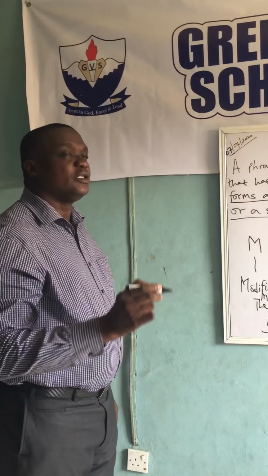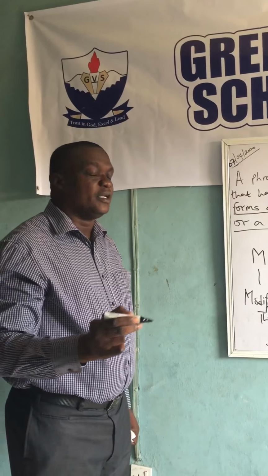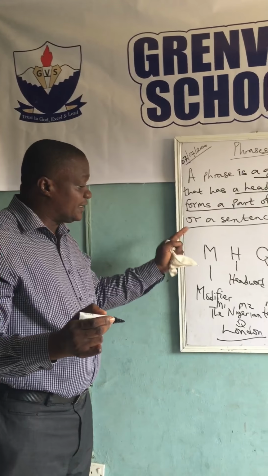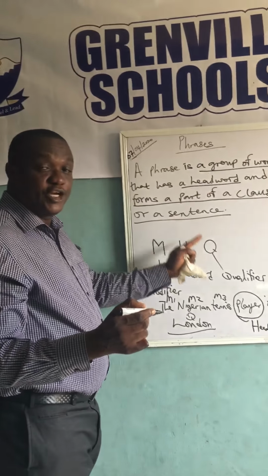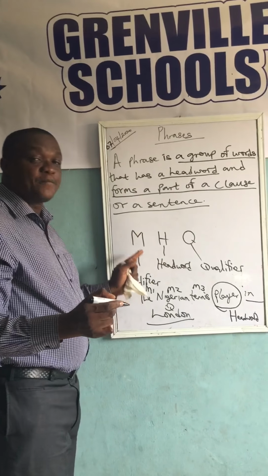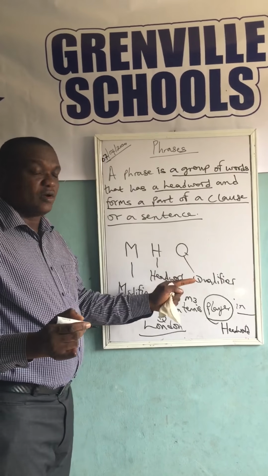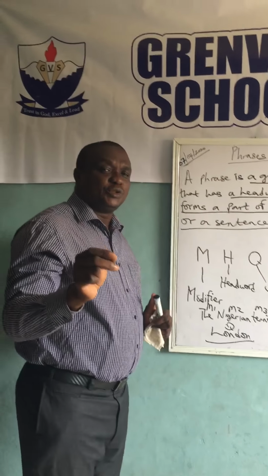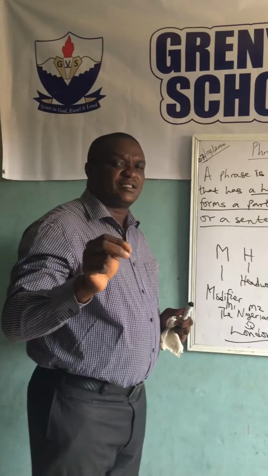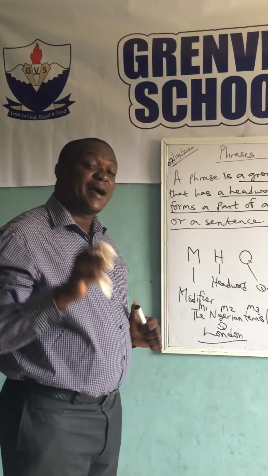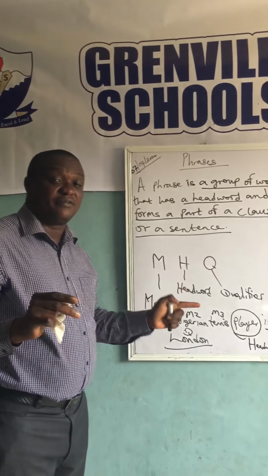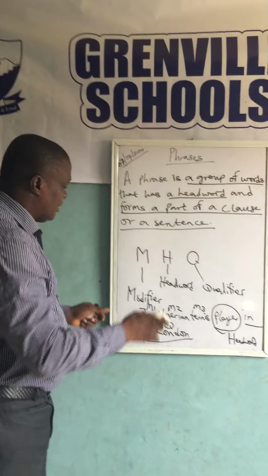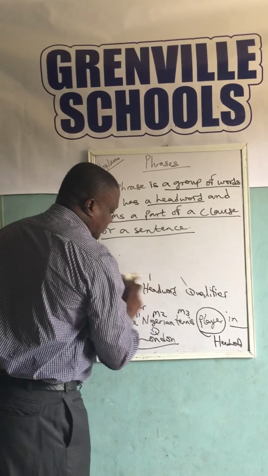Okay? The structure, I say it again, the structure of the phrase in English is MHQ. Modifier, headword, and qualifier. Now, the next thing I want to show you is the importance of the headword. Remember, I said it is that part of a phrase that when you remove, the rest might be meaningless. Now, let's look at some other examples.